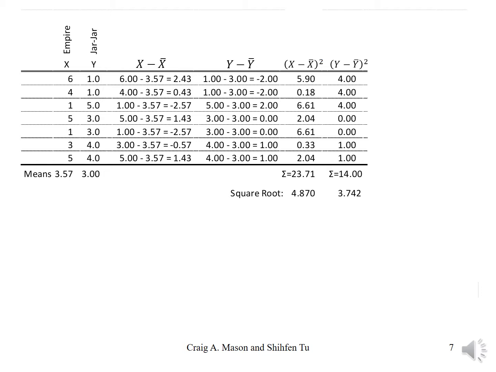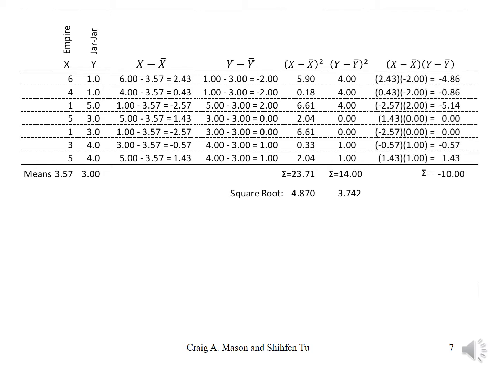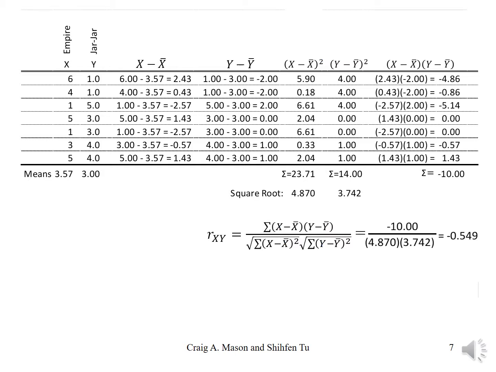And we also need the cross products, so we multiply each person's deviation for X by their deviation on Y and add up all of those values. We previously covered how the correlation coefficient is the sum of the cross products divided by the square root of the sum of squares for X times the square root of the sum of squares for Y, which in this example is negative 10 divided by 4.87 times 3.742, which is negative 0.549.